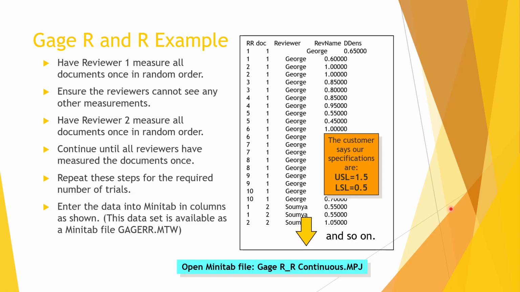I'm seeing some variation, just by looking at these numbers between the two reviewers. I'm seeing variation. The customer says our specifications are USL 1.5 and lower specification limit is 0.5. So far, is there anything that's below 0.5 just by looking at the raw data?